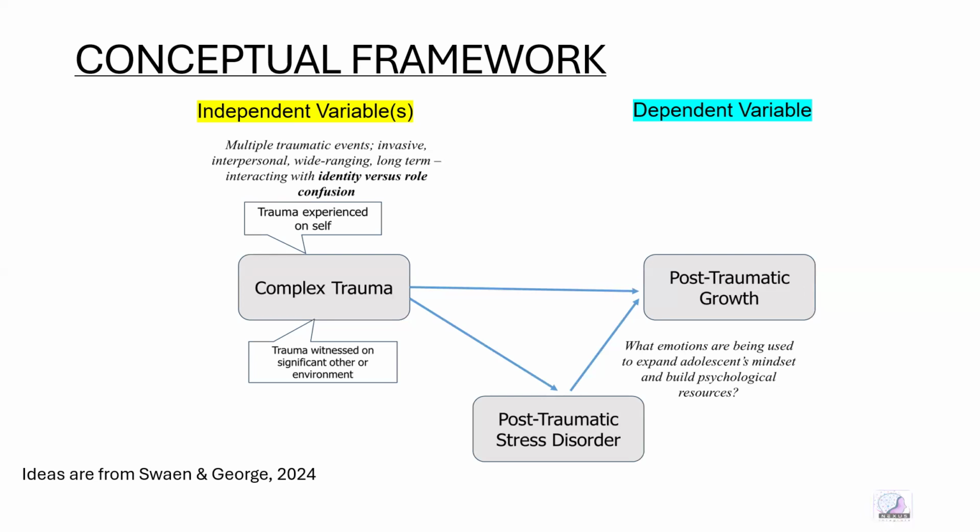So to remember the difference, you have to think of them in terms of the relationship to the independent variable. So a moderating variable is not affected by the independent variable, although it affects the dependent variable. So if I say this is a moderating variable, it has nothing to do with complex trauma, but it will have everything to do with post-traumatic growth and maybe post-traumatic stress disorder.